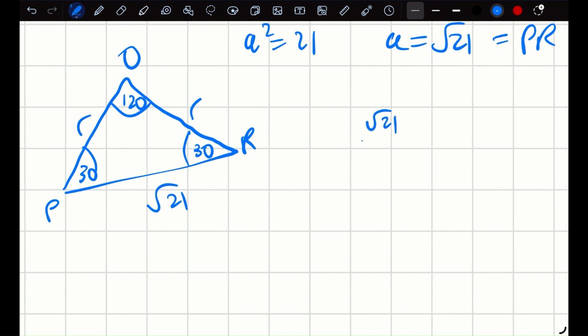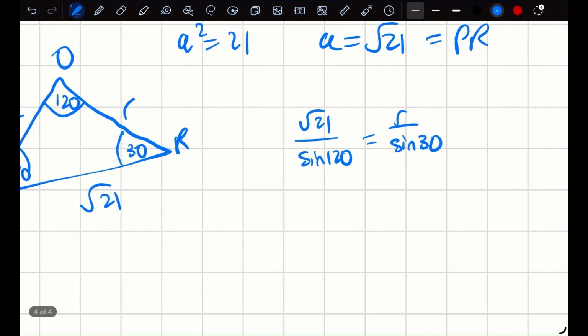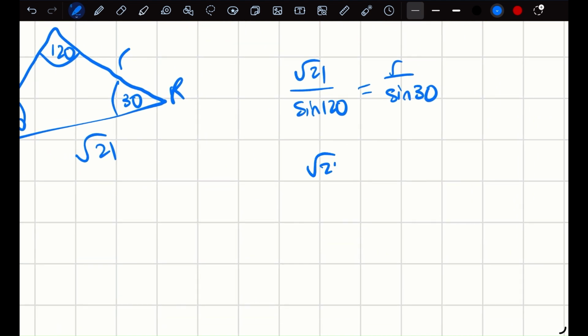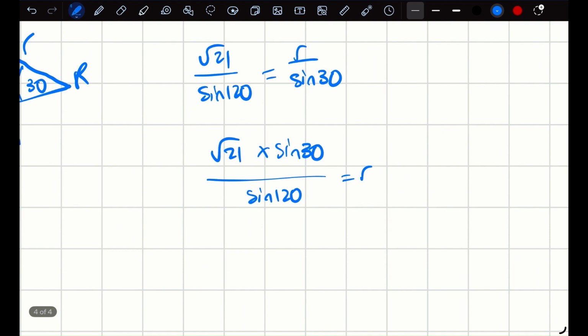So square root 21 over sine of 120 is equal to R over sine of 30 degrees. Now we're going to rearrange for R. So square root 21 times sine of 30 divided by sine of 120 is equal to R. And this is a non-calculator paper, so we're going to have to use our exact trigonometric values. Sine of 30 is equal to 1/2.